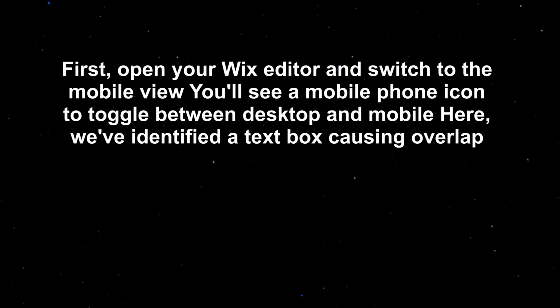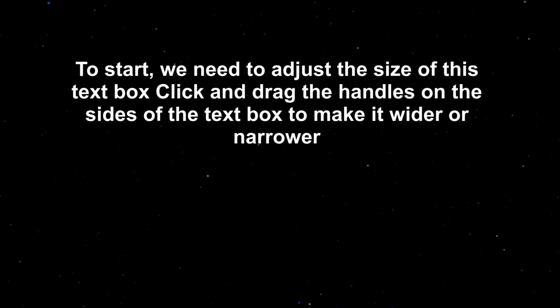First, open your Wix editor and switch to the mobile view. You'll see a mobile phone icon to toggle between desktop and mobile. Here, we've identified a text box causing overlap. To start, we need to adjust the size of this text box.